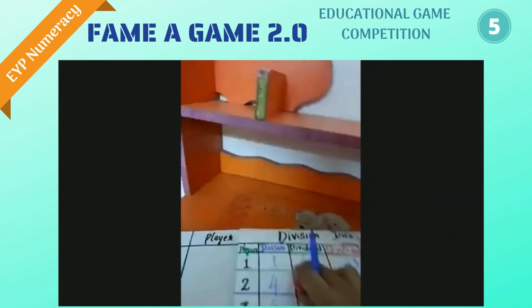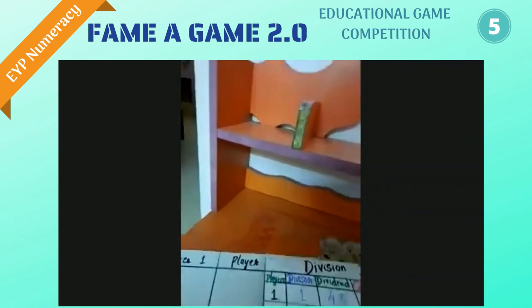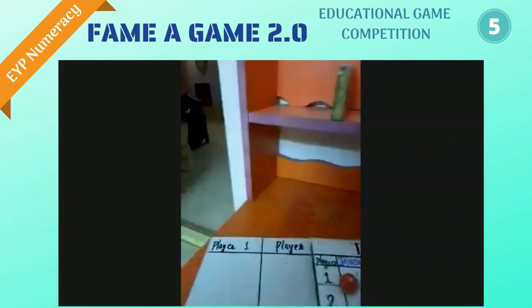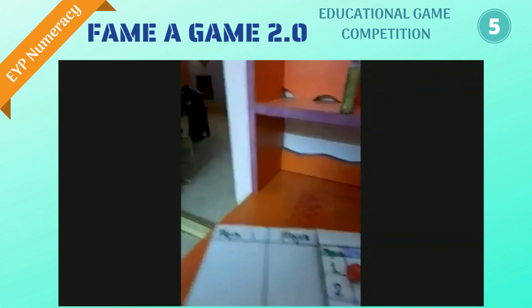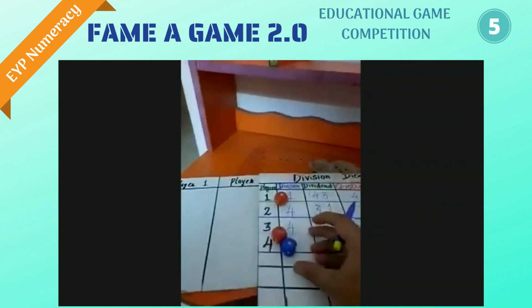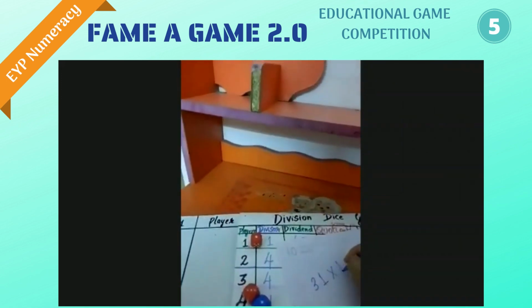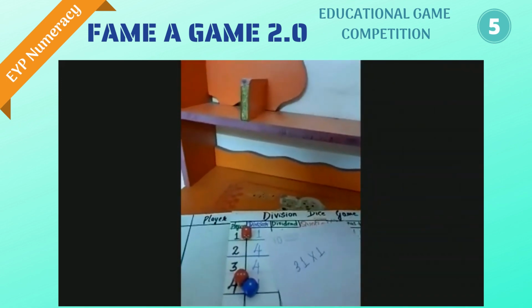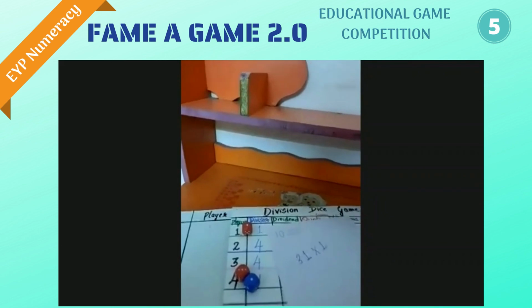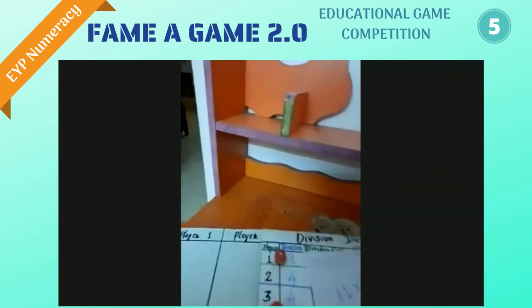3 dices can be used for multiplication also. When I roll these dices, again I form these 2 digits, so 31. Again 31 into 1. I can play the same game for multiplication also with the same dices. So this is about it.